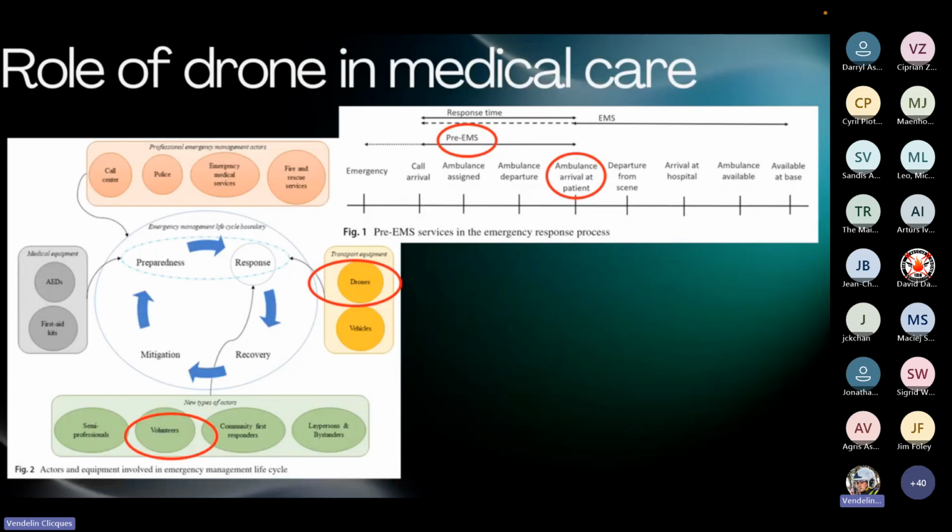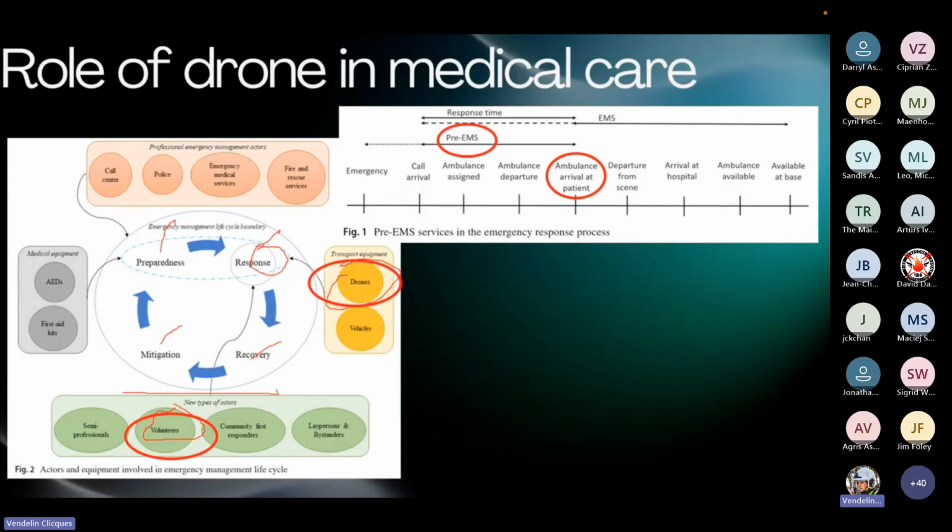I think all of you are familiar with this disaster management cycle. It includes prepare, respond, recovery, and then rehabilitation. Drones take a very important role in the response. And the next step could be, not only for medical people, but how do we train up the volunteers to do the job better.